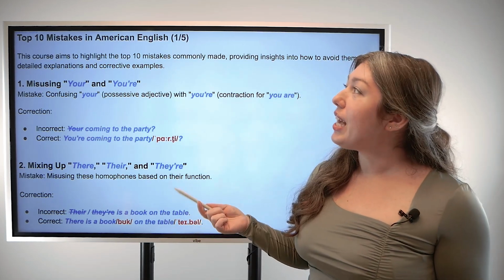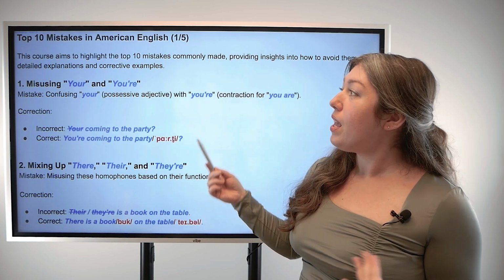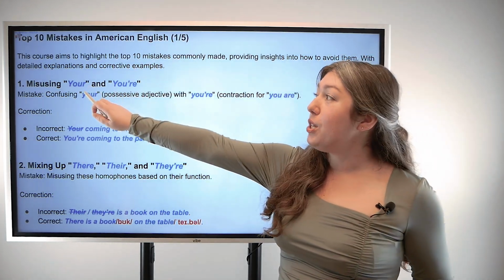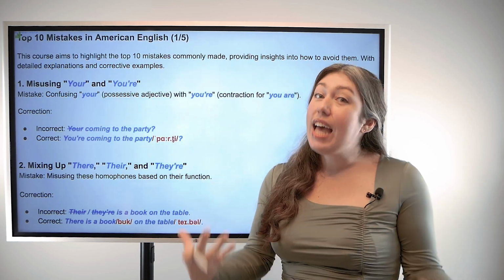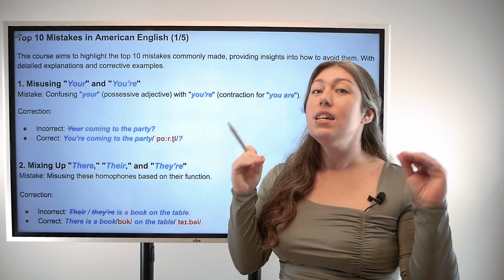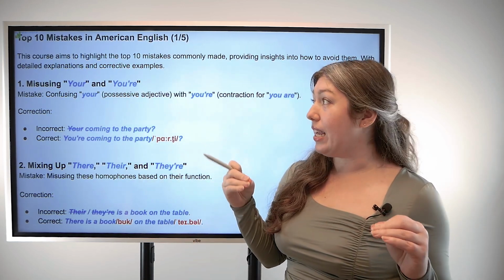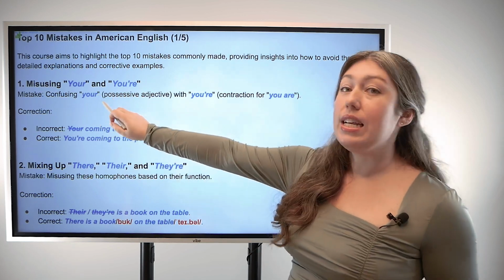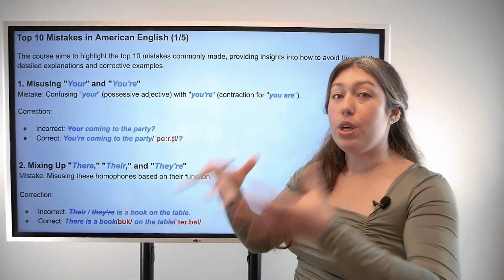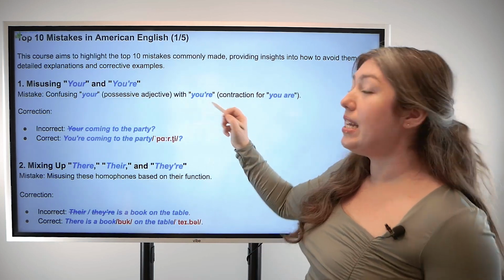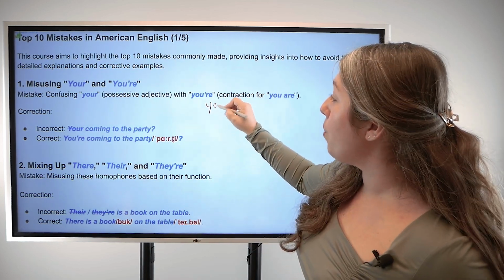So let's look at the top 10 mistakes. First off, we have misusing your and you're. This is confusing because they sound the same, but it's really important to understand the difference in your reading and writing. So, your is the possessive adjective. It shows that you possess something or you have something, whereas you're is a contraction for you are.